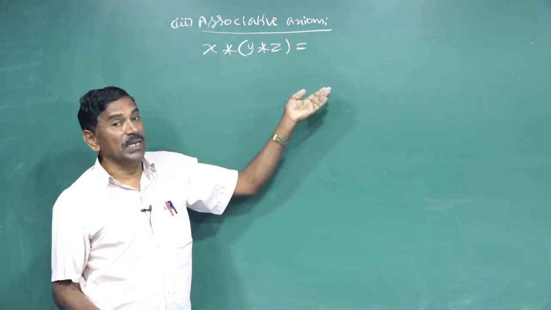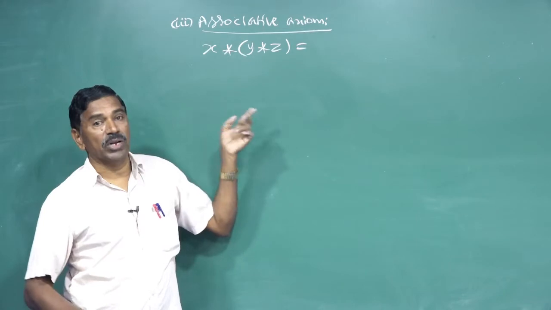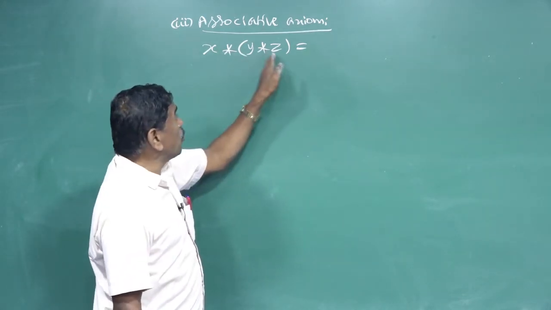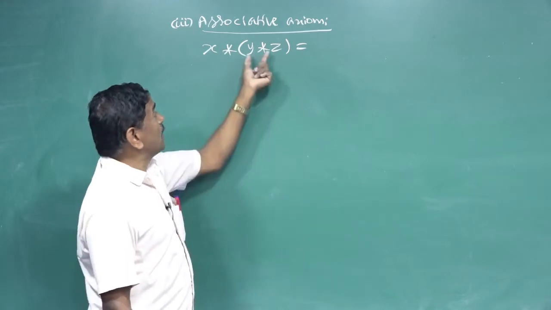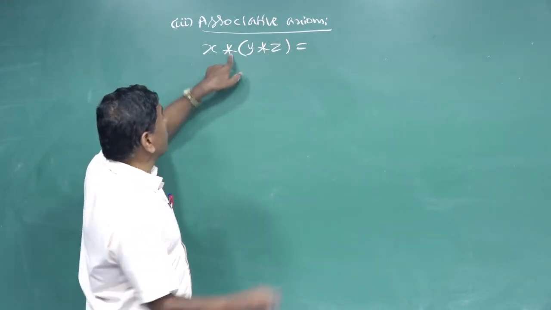From 1 and 2 it is clear that the right hand sides are equal, therefore the left hand sides are equal. Like that I want to prove. So that is why X star Y star Z is equal to... First we complete the bracket answer. That is important. Here X star fixed.